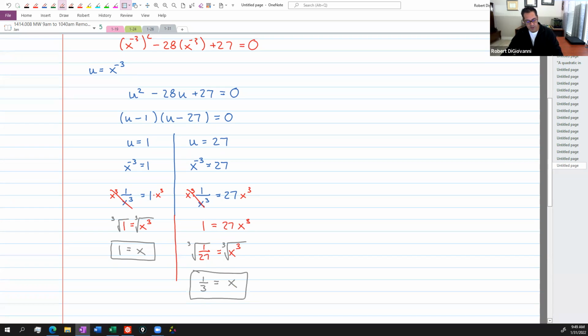So the cube root of 1 over 27, one way to look at this is that's the cube root of 1 over the cube root of 27. That's really what we're doing here. And the cube root of 1 is 1, and the cube root of 27 is 3. So that's how I got 1/3.